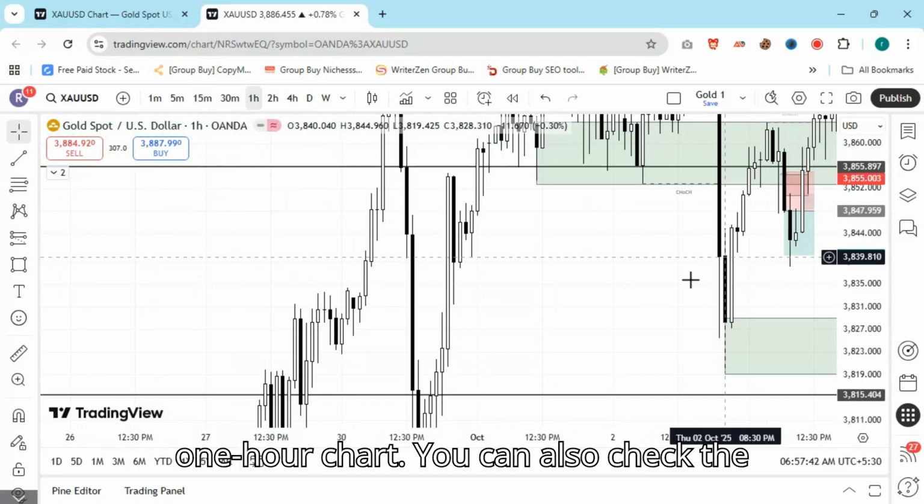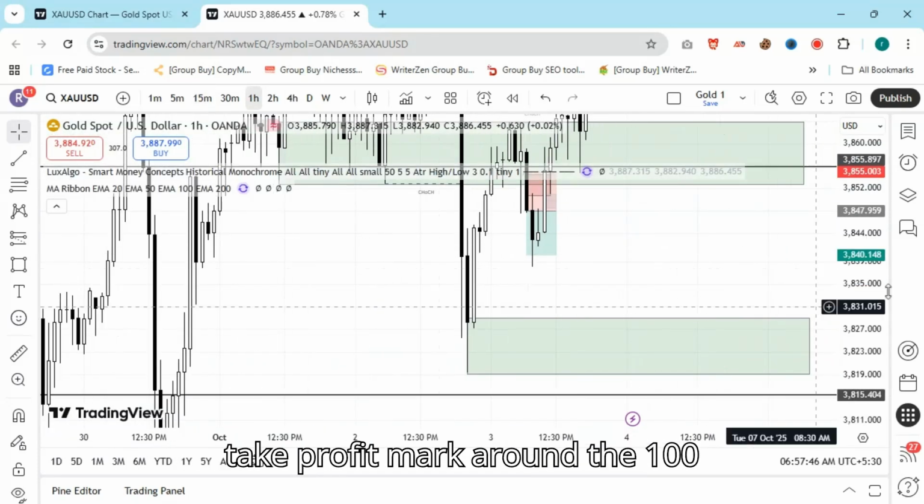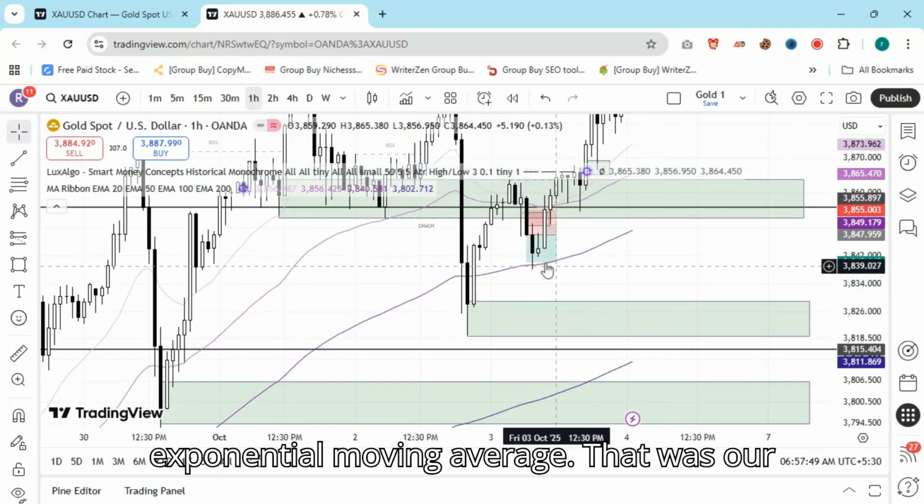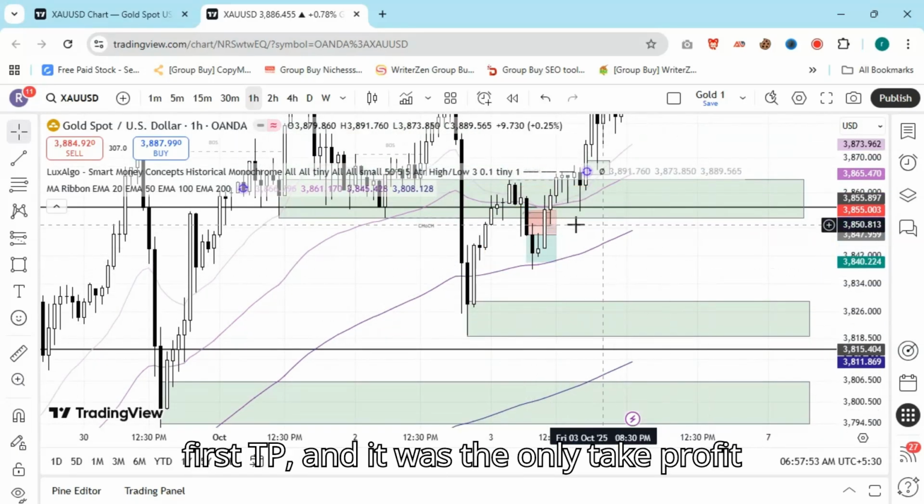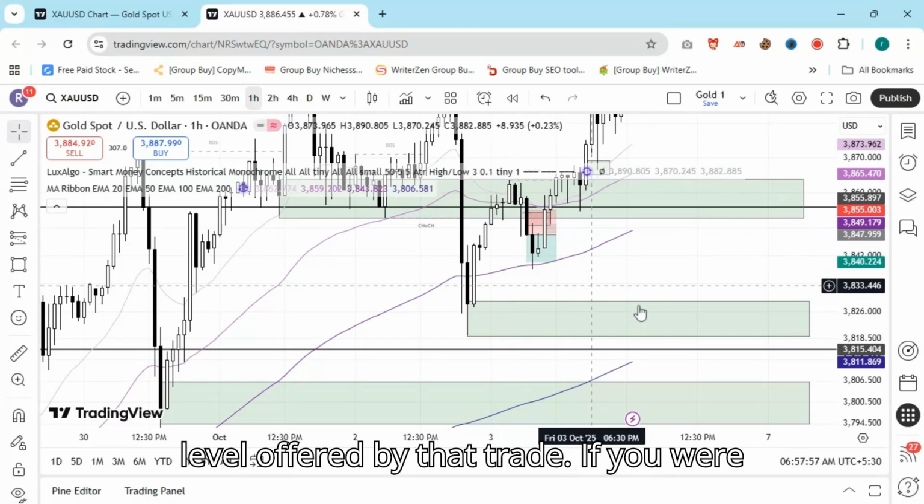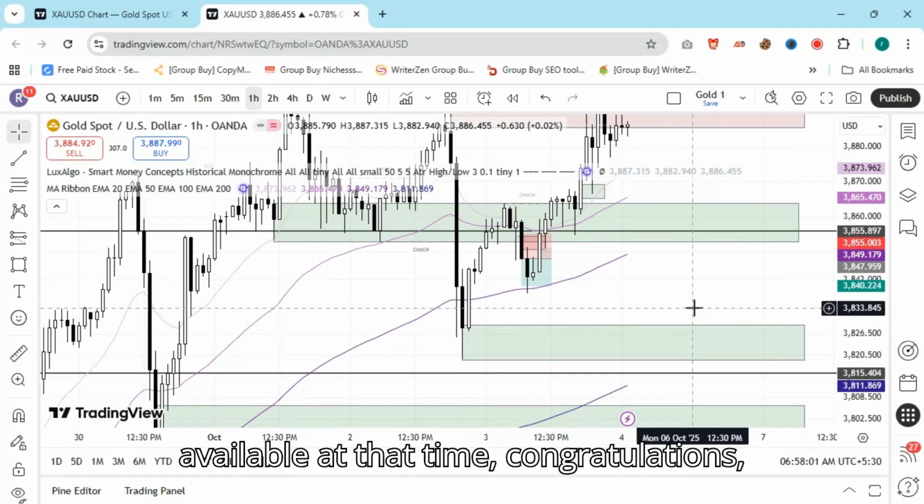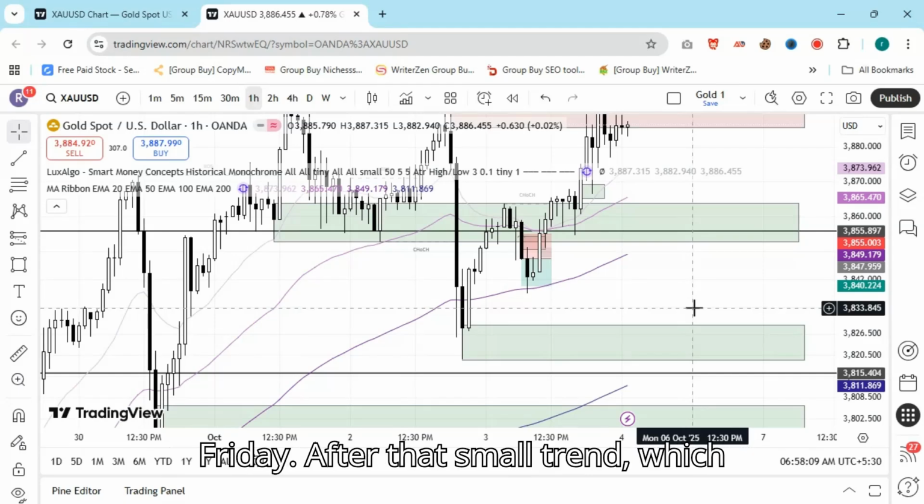In the 1-hour chart, you can also check the take profit mark around the 100 exponential moving average. That was our first TP, and it was the only take profit level offered by that trade. If you were available at that time, congratulations, you got another winning opportunity on Friday.